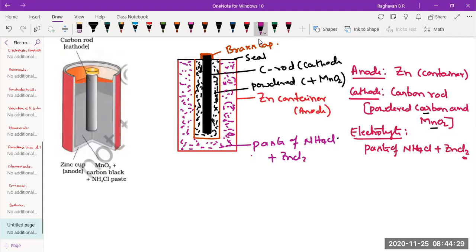Which is electrolyte. Fine. So this is our Leclanché cell or dry cell. This is how you can write in the exam, no problem. Now we'll see cell reactions.